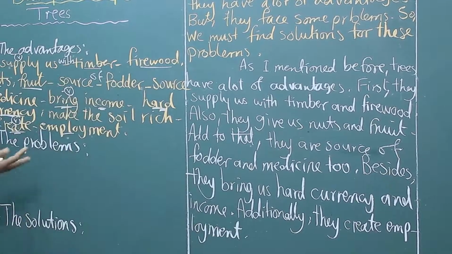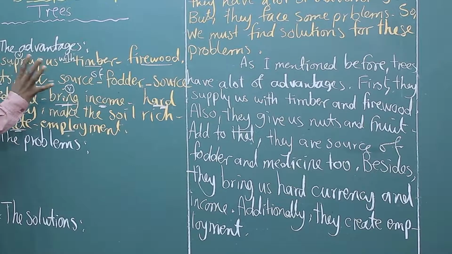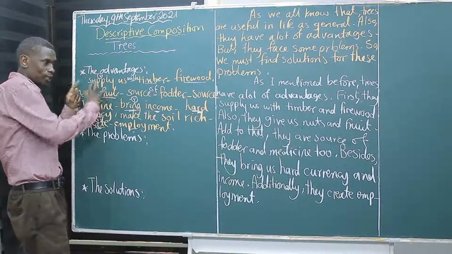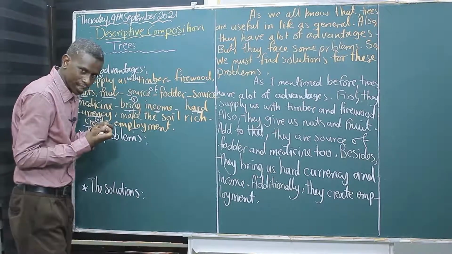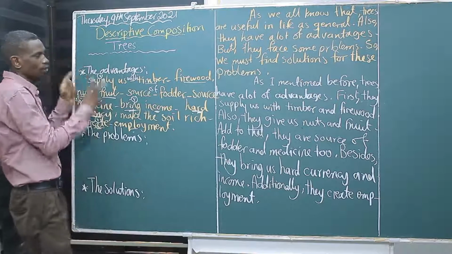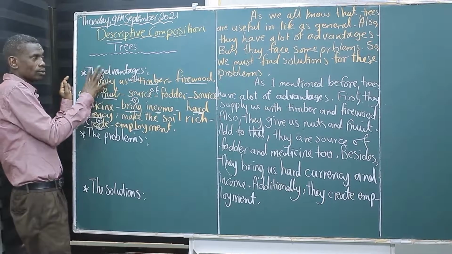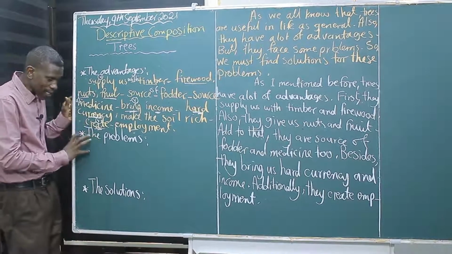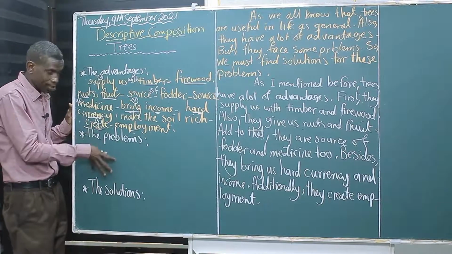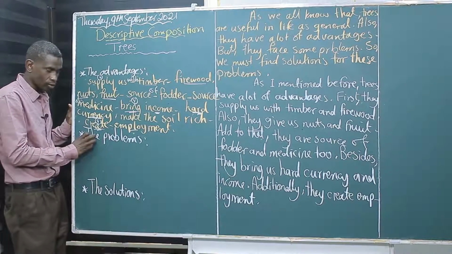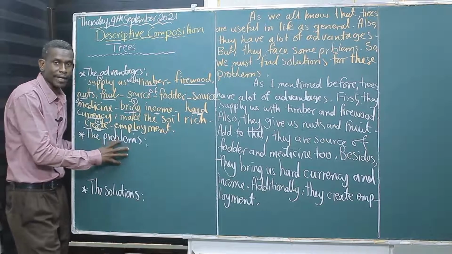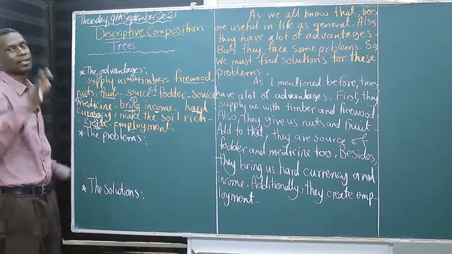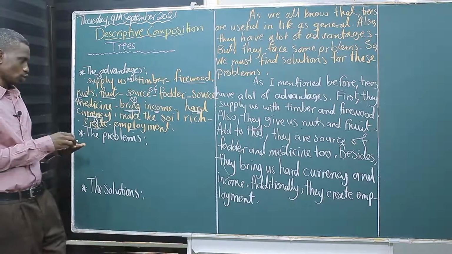So this is a paragraph. In this whole paragraph, we have focused on the advantages of trees. We put these guide words into meaningful sentences, and the whole paragraph focuses on the advantages of trees. Then we will write another paragraph, and this other paragraph is going to focus on the problems that trees face. So in this paragraph, we write nothing but the problems that trees face.